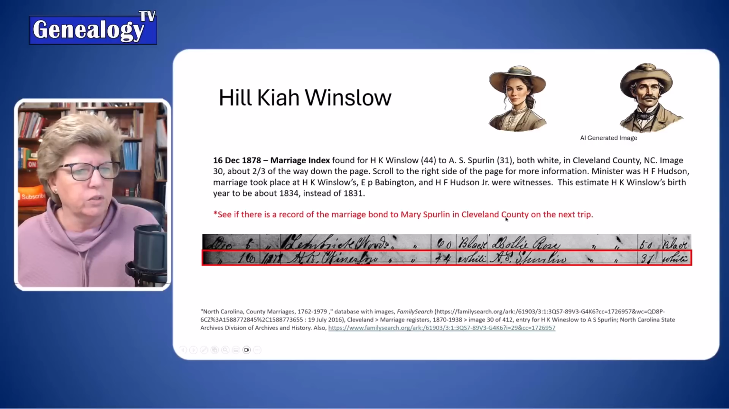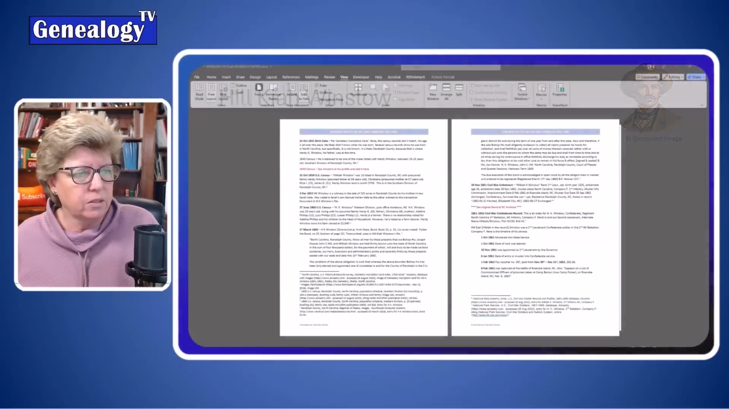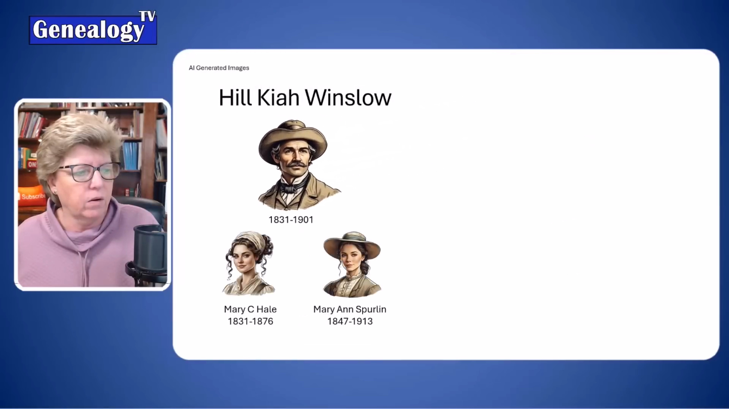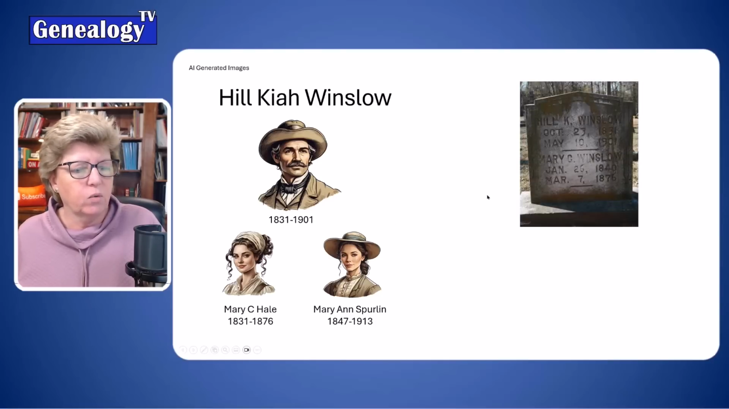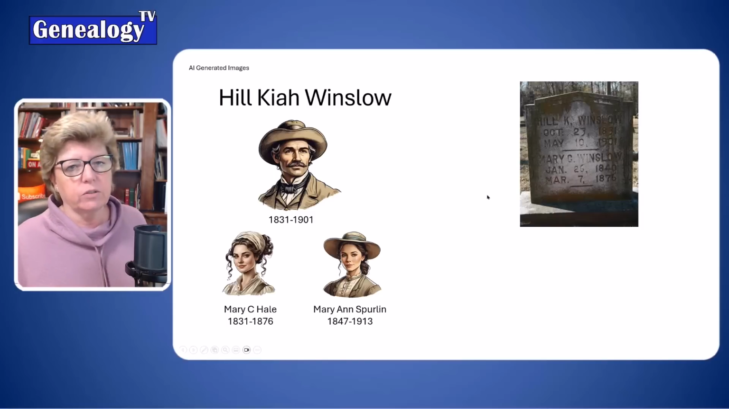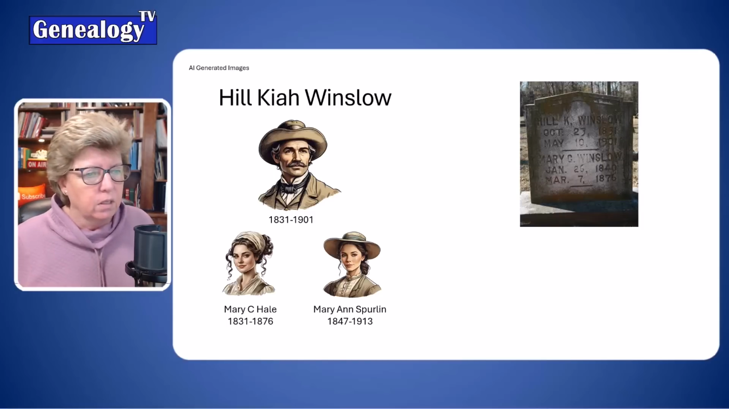So I did some research and I discover that there might be another marriage. I'm not sure. So going through my research notes again, I'm going, oh, wait a minute, I'm finding more records. Now I'm going to skip ahead a little bit. Long story short, he married two women by the same name, Mary C. Hale and Mary Ann Spurlin. Using my research notes helped me figure this out.